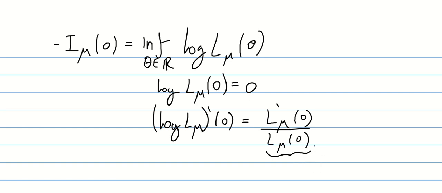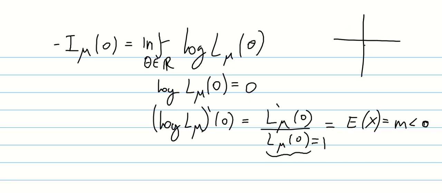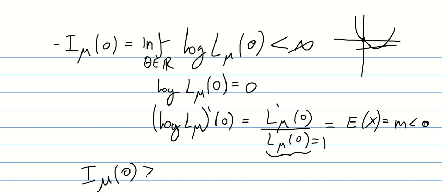Actually, the denominator is 1. And the numerator is the expectation of x, which is m, which is negative. So this function here that we're trying to take the infimum of, we know that it's convex. Its value is 0 at 0, and its derivative at 0 is negative. It's convex. So the infimum of this is negative. So I mu of 0 is positive.